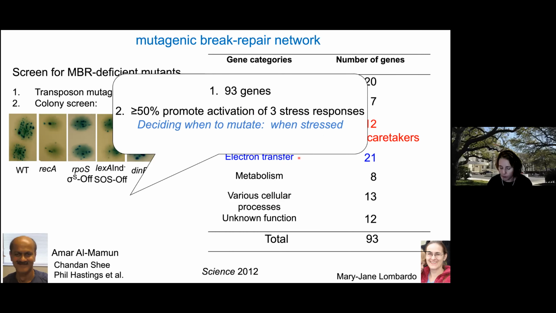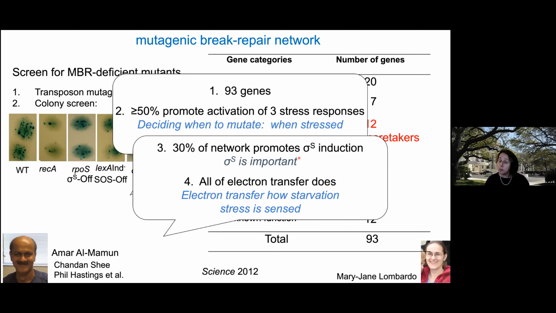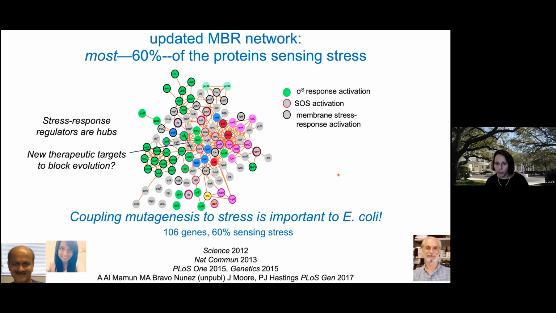So that was really all you needed it for. 30% of this network promotes the induction of the sigma S response. I think that says sigma S is pretty important to mutagenesis. The cell devotes a lot of proteins to it. And for the electron transfer genes, which were kind of mysterious to us at first, that's how they all work. They are about activating sigma S that makes the switch.